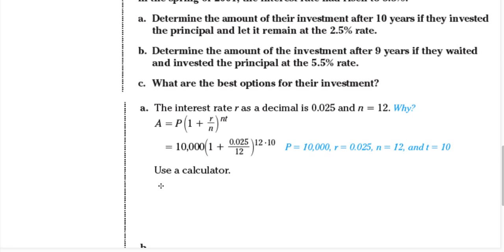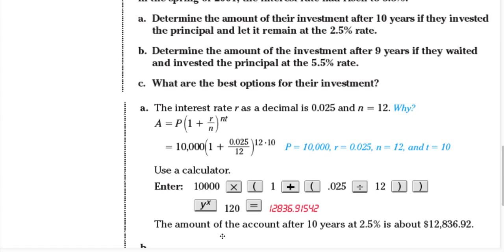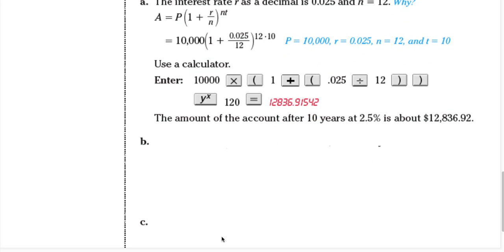Using a calculator, we simply enter 10,000 times parentheses 1 plus another parentheses 0.025 divided by 12, close parentheses, close parentheses, then click on y to the x, 120, because 12 times 10 is 120, equals 12,836.91542. So the amount of the account after 10 years at 2.5% is 12,836.92.